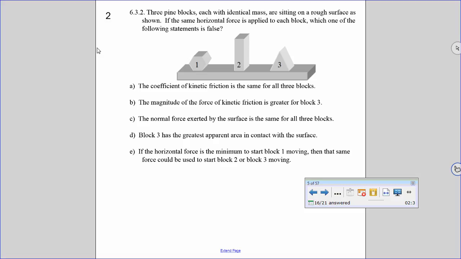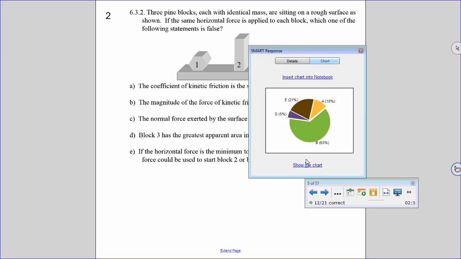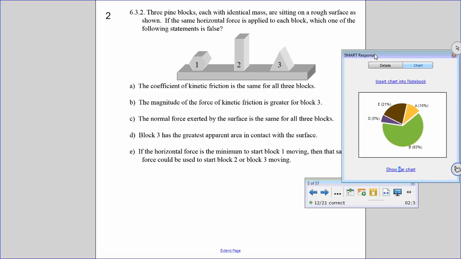The bell's gonna ring here in just about a minute, so I'm gonna get your answers in. I'm clicking stop. Oh no, sorry, I didn't mean to call anybody out. Okay, so the correct answer is, does it tell us? Oh, the green one. Oh, right, duh, that would make sense. Okay.